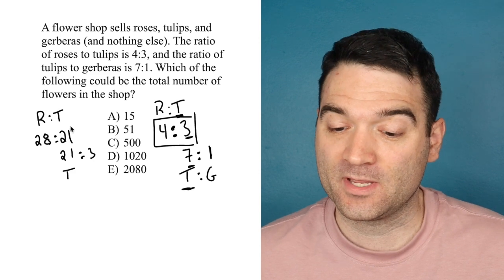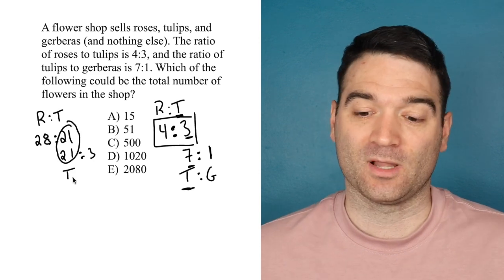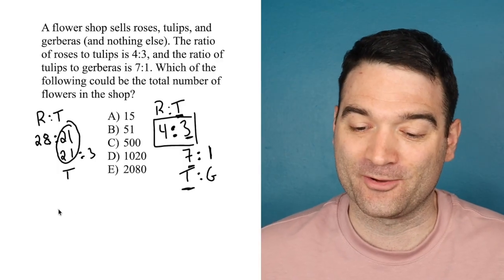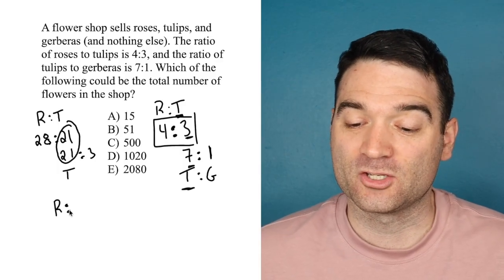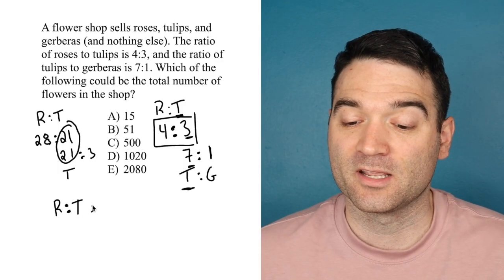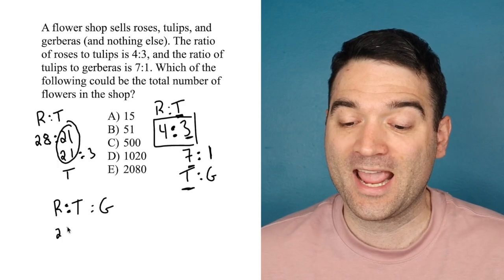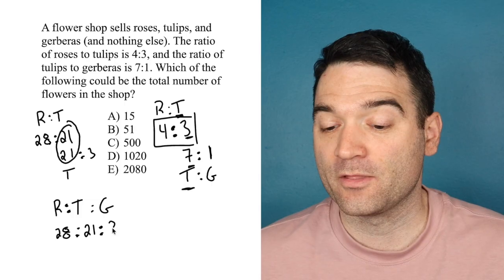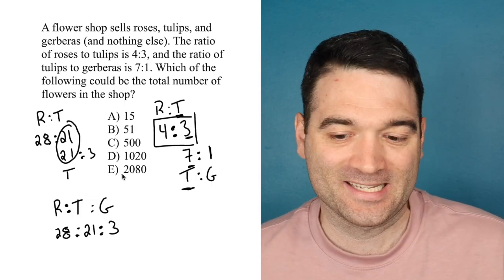And what I can do here now that both of these have been equalized, or the tulips have been equalized, is write this, as I said, a super ratio. The ratio of roses to tulips to gerberas is going to be 28 to 21 to 3. There it is, but we're not done.